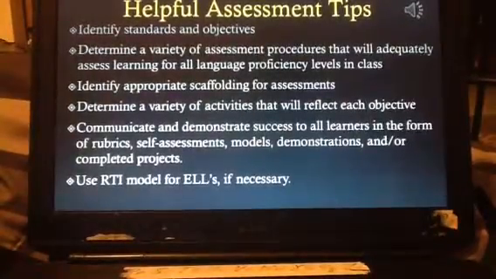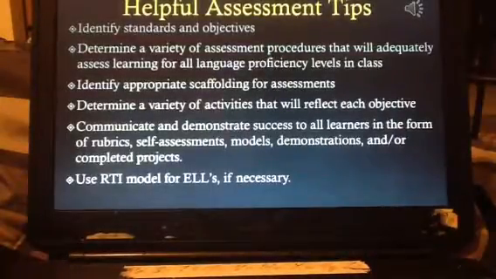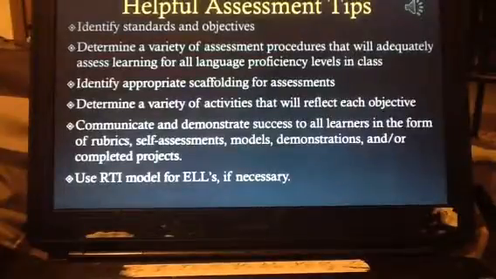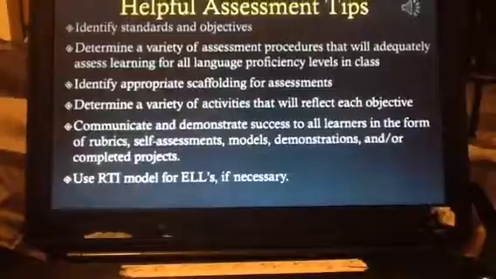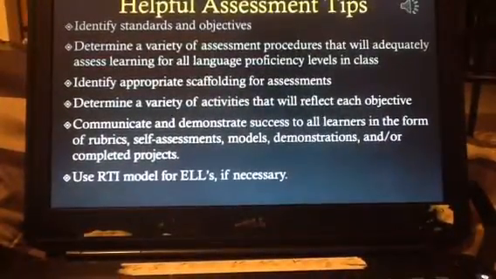Determine a variety of activities that will reflect each objective. Communicate and demonstrate success to all learners in the form of rubrics, self-assessments, models, demonstrations, and or completed projects. And then also use the RTI model for our English language learners if necessary.